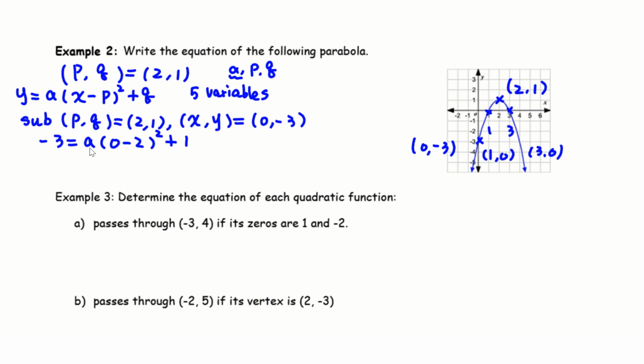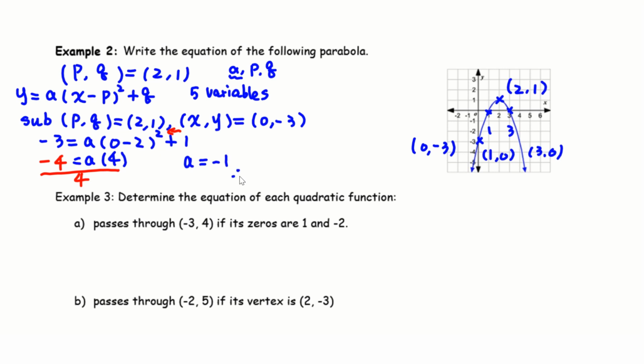We are going to isolate A by moving the numbers to the other side, adding and subtracting first. The +1 moves to the other side and becomes -1. So we have -4 equals A times (0 minus 2) squared, which gives +4, -2 times -2. Then in order to solve for A, we don't want to see the 4. The opposite operation of multiplication is division. So we have A equals -1.